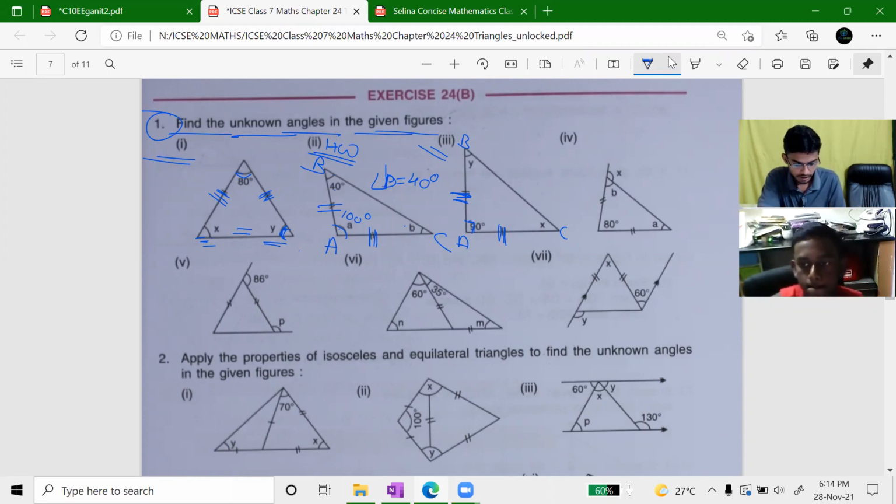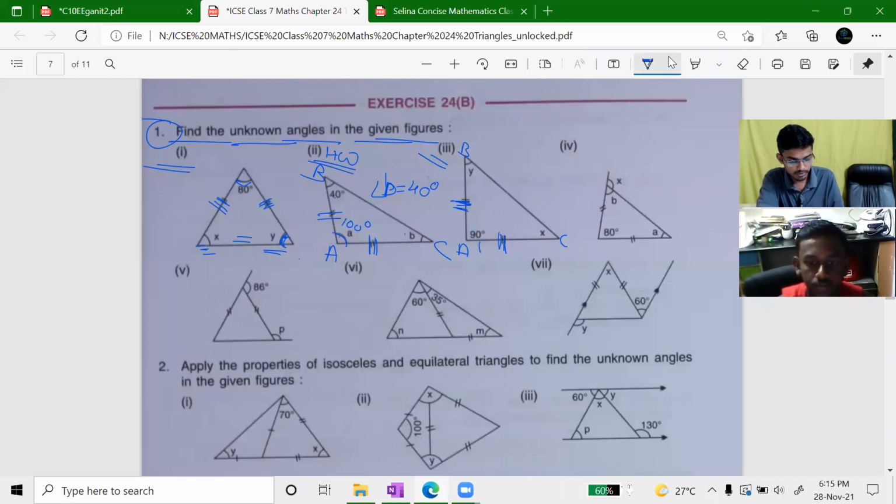We know that always if one angle is 90 degree, then the remaining angles will be 45 degree. You are right. So this angle will also be 45 degree, and this angle will also be 45 degree, because it is an isosceles right triangle.